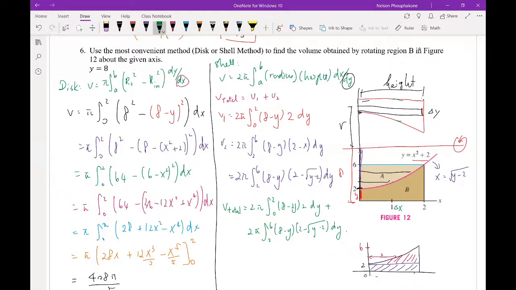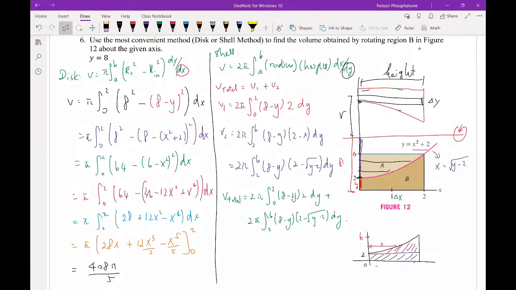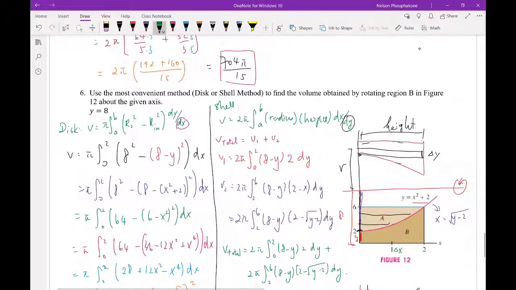It's still workable, but it seems that this method is easier in this case right here. So anyway, I think that for number 6, I would like to use this method to finish it. But of course, this is still workable. So we could find the volume using the shell method as well. That is it for section 6.3, which is working with the volume by using the shell method.